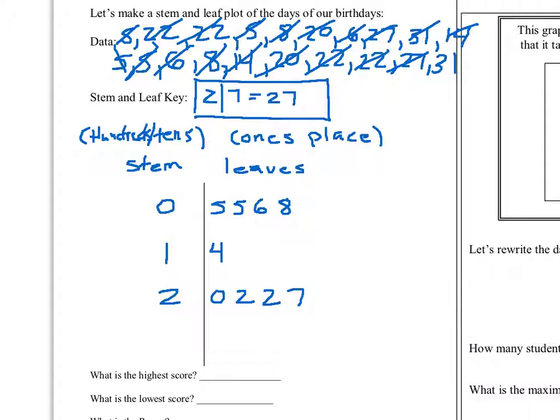And 31 has a stem of 3, so we need to start a new stem here and a leaf of 1.